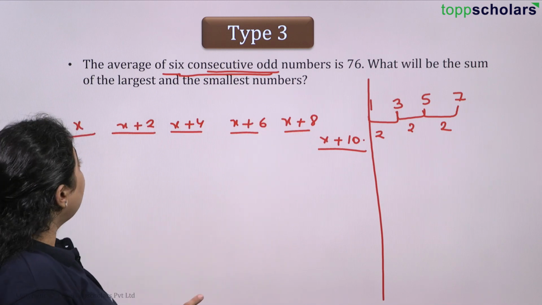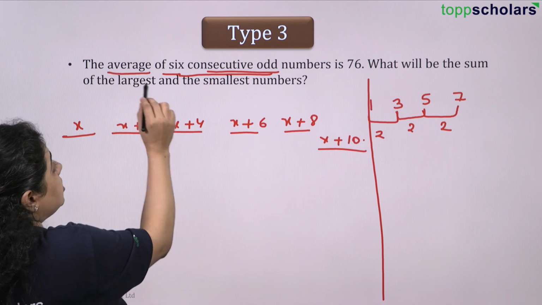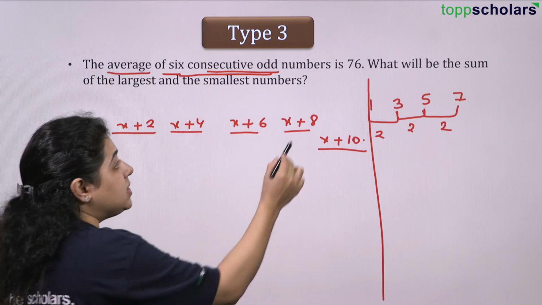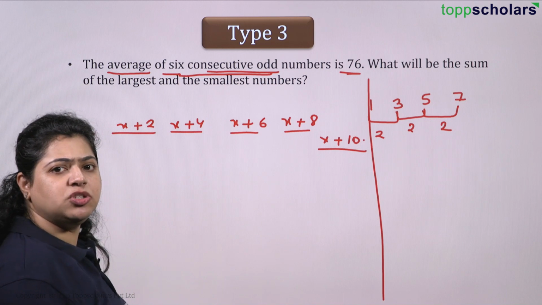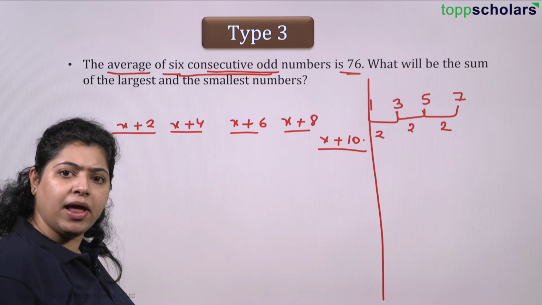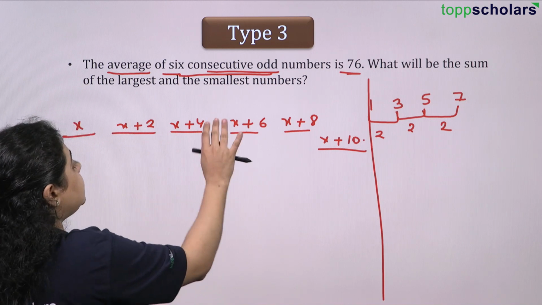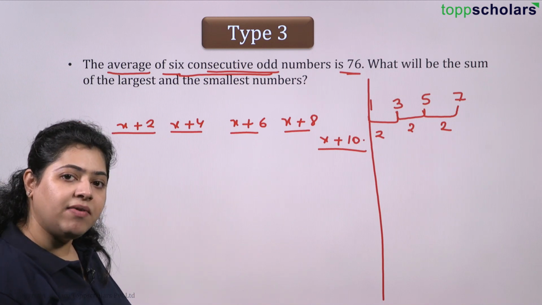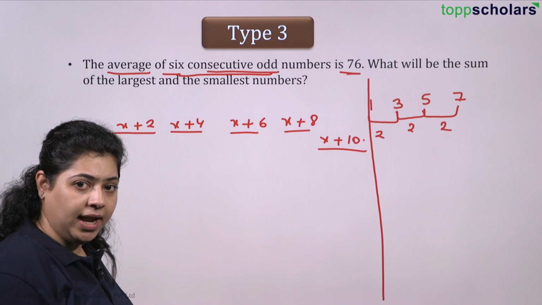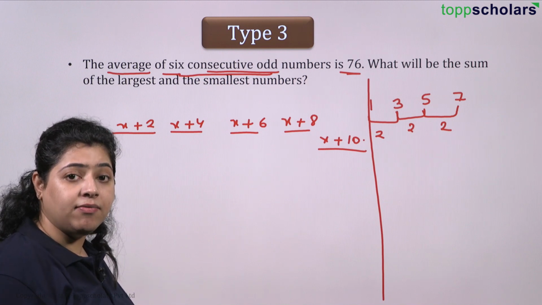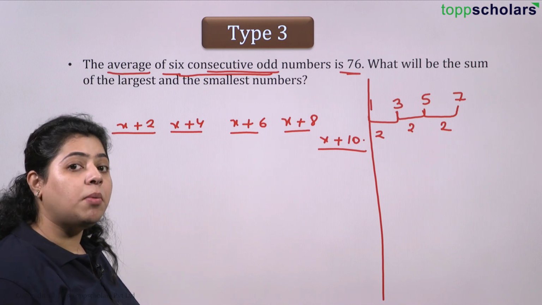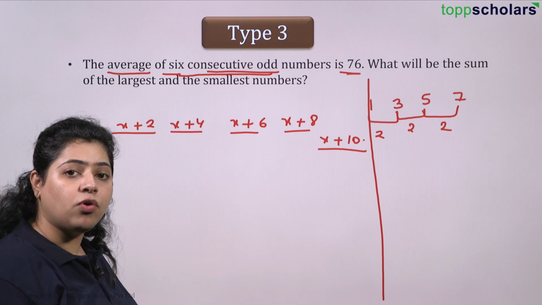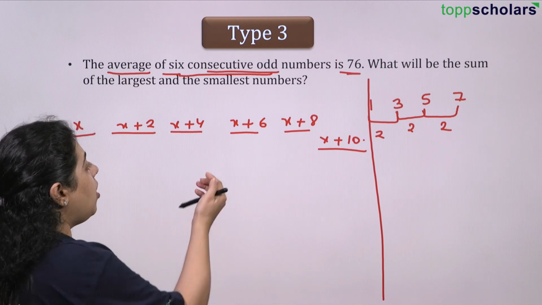Now, here we are given that the average of the 6 consecutive numbers is 76. Average means what? Average is nothing but the middle value. Right? Here we have 6 numbers. What will the middle number of 6 values be? When we say we have 7 numbers, the middle number is the fourth one, correct? 3 towards the left, 3 towards the right. When we say we have 9 numbers, the middle value will be 4 towards the left, 4 towards the right, the fifth value. But here we have 6 numbers.